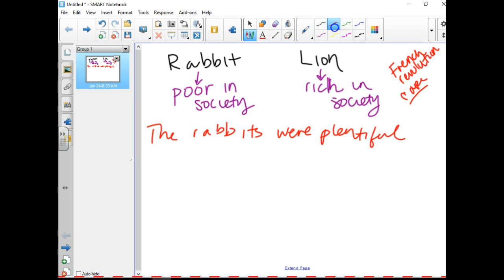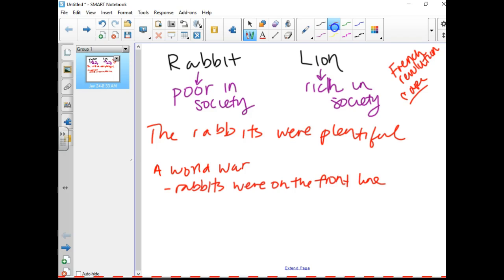So let's connect it to the U.S., just because not everyone knows about the French Revolution. So let's talk about U.S. society, okay? Is there an issue of poverty in the United States? Yes. You can talk about how the poor people used to have to go to war, but the rich people didn't because they would just pay their way out of it. Oh, so this could be an allegory. So we could say that there was a world war, okay? And the rabbits were on the front line of the war, and the lions, we could say, were so beautiful that they didn't have to go.